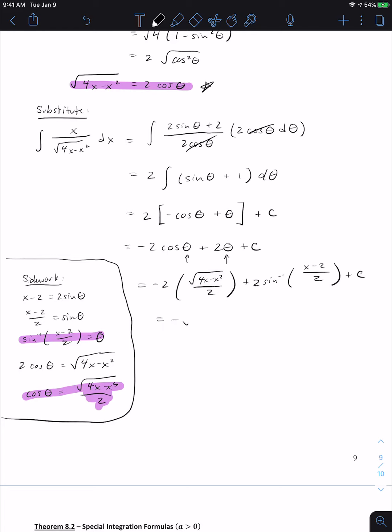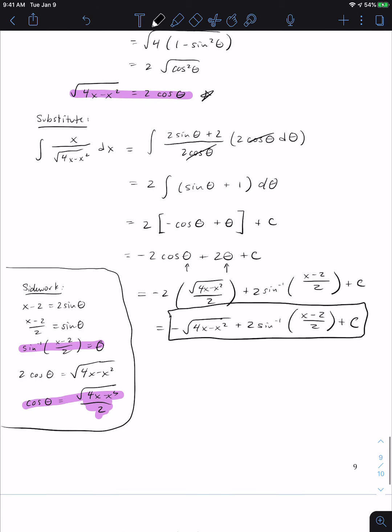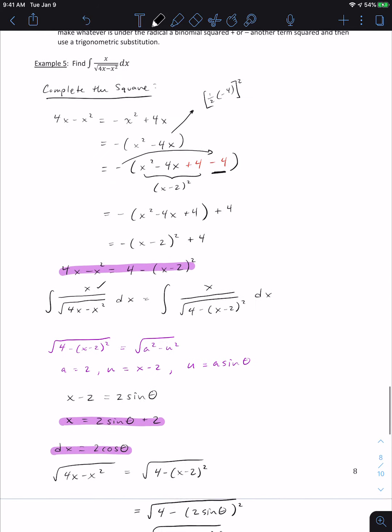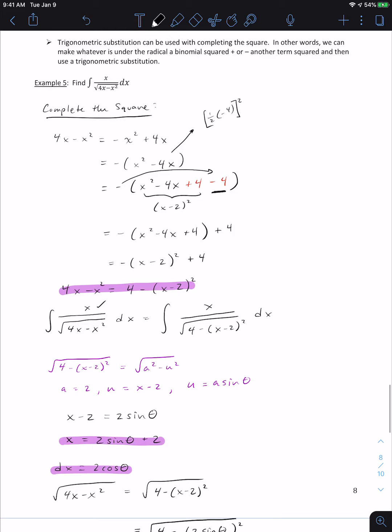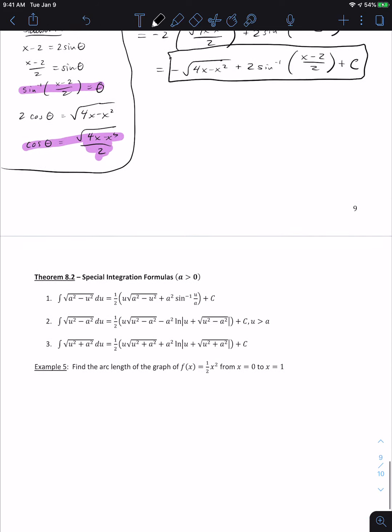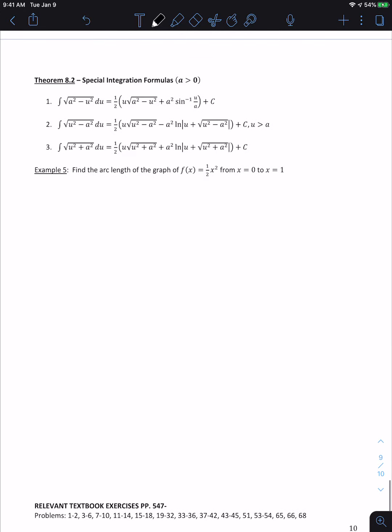So here I get minus the square root of 4x minus x squared plus 2 sine inverse of x minus 2 over 2 plus c. All right? So again, this problem, it didn't look like we were going to be able to do a u substitution for trig, but we were able to complete the square here and then make it look like a sine substitution problem. Right?